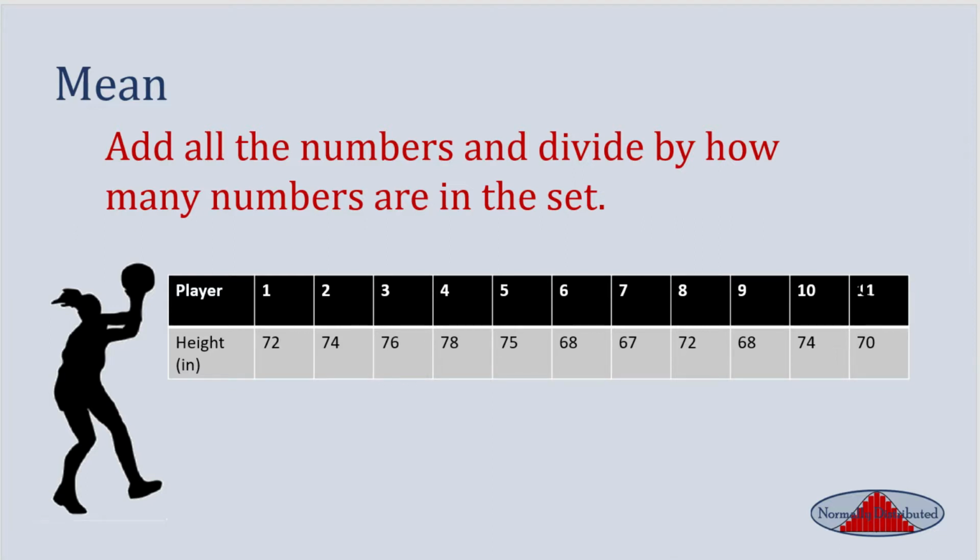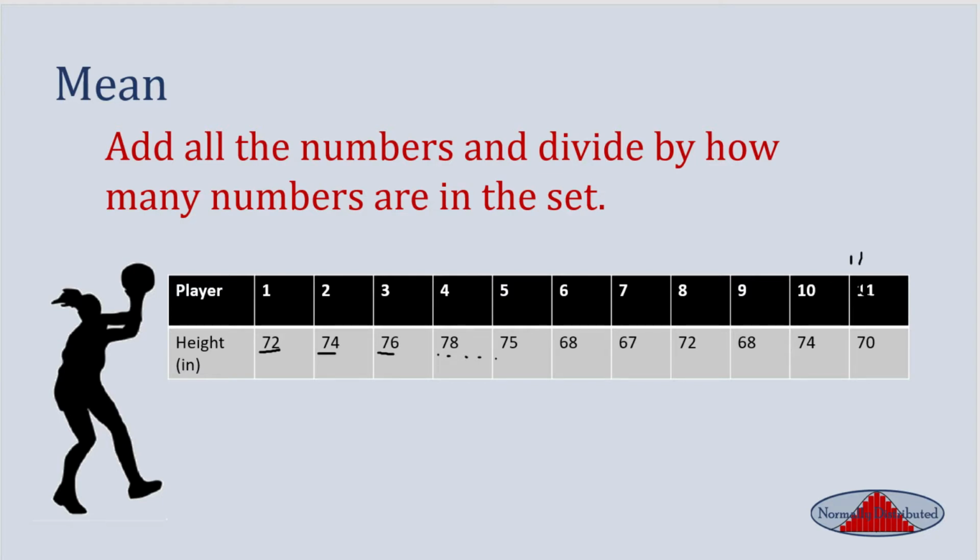So here we'll see we have 11 people on the team. This data set actually came from the Minnesota Lynx WNBA team. This is the actual height of all of the players on their team currently. They have 11 players on their team, and these are their heights. So what we do is we add up all of the heights in inches. So 72 inches, it's about 6 feet. You add that with 74, 76, and so on down the line, all the way till you get to number 11 with 70 inches. And then what you do is you divide that by 11, and that gives you the average height on the team.